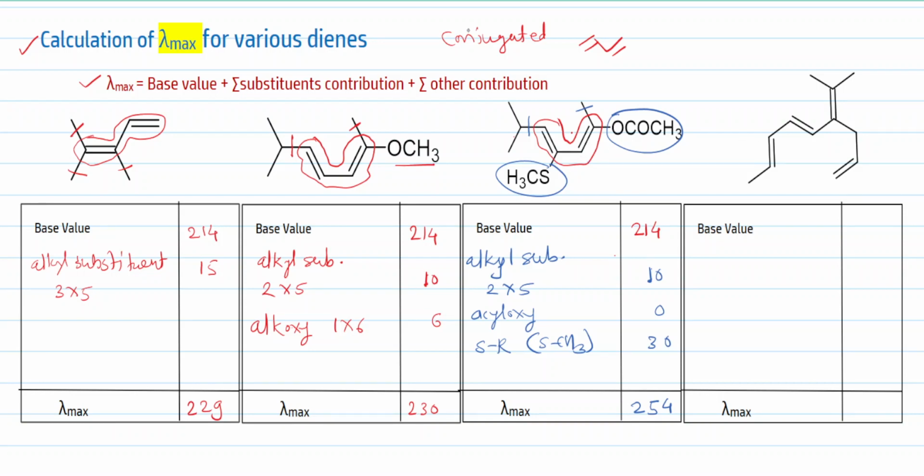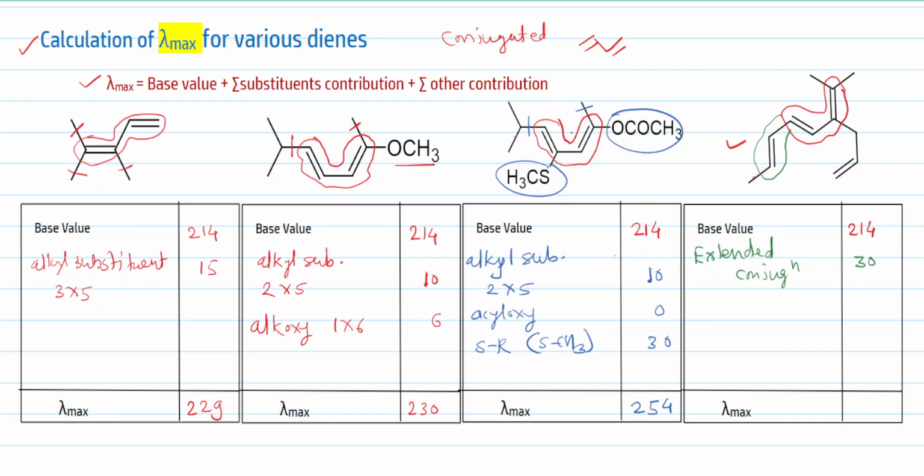Then for the fourth compound, first of all, we have to identify the parent diene system up to this carbon. From this to this, it is the parent diene. So the value is 214 nanometer. Now there is a single bond and double bond after this double bond, so this is the extra conjugation. From this it is the extra conjugation, so I have to write here extended conjugation. For extended conjugation, we have to add 30.